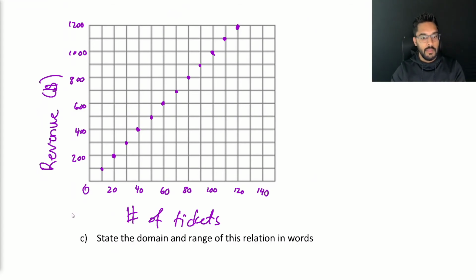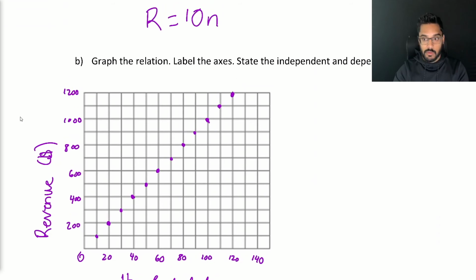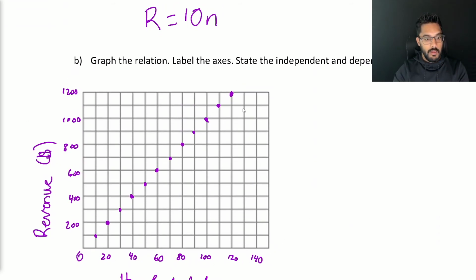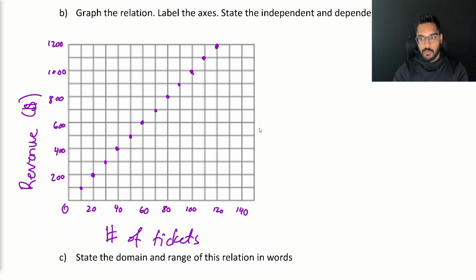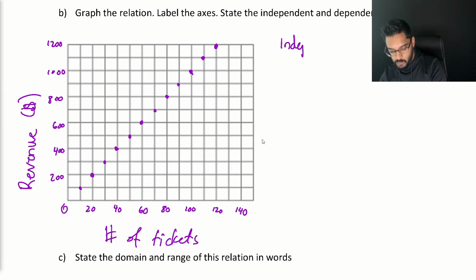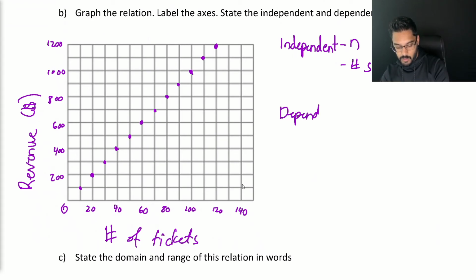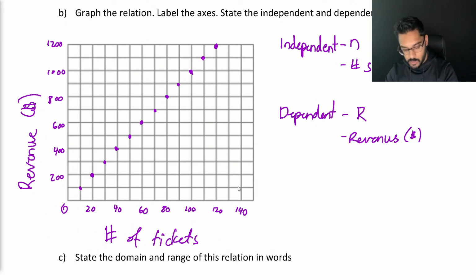Now, let's see, write the equation: number of people attending the play, revenue. There's a maximum capacity of 120 people, so I know I can't sell 140. State our independent and dependent. Independent, that's going to be our n, the number sold. Our dependent is going to be our revenue, that's in dollars.